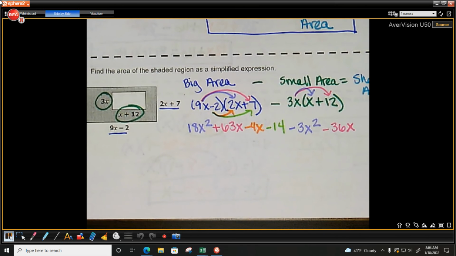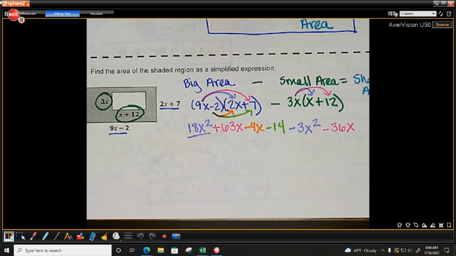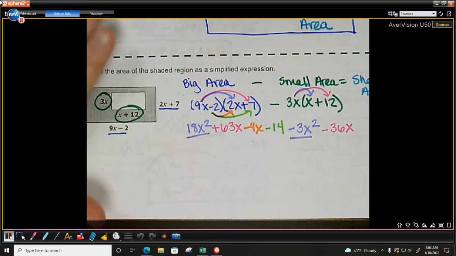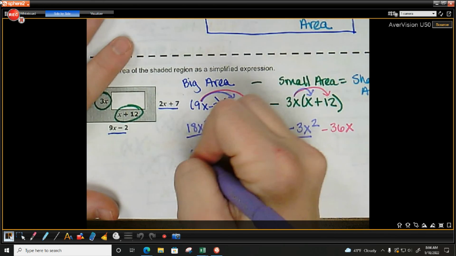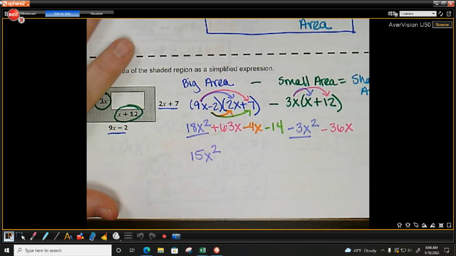Now we are going to combine our like terms by adding and subtracting. I have an 18x squared. Do I have another x squared term? Negative 3x squared. What's 18 minus 3? 15x squared. Remember, when you add and subtract, exponents don't change.